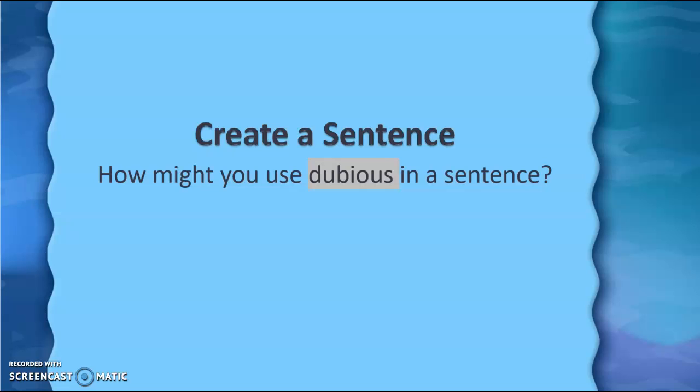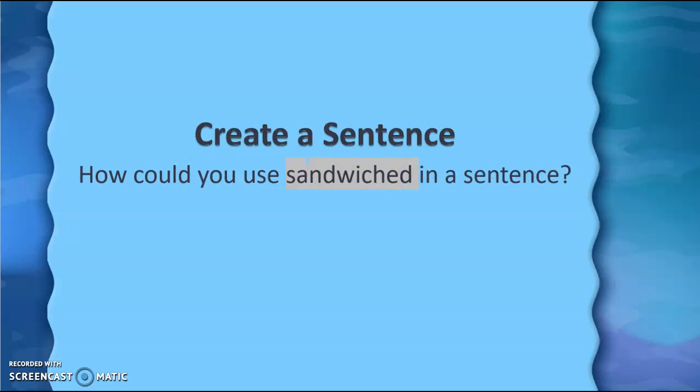Okay, just like before, if you need time, you can pause the video, but we're going to go on to the second example. The next word is sandwiched, and we know that sandwich means that you are squeezed between two people or two things. So how could you use the word sandwiched in a sentence?